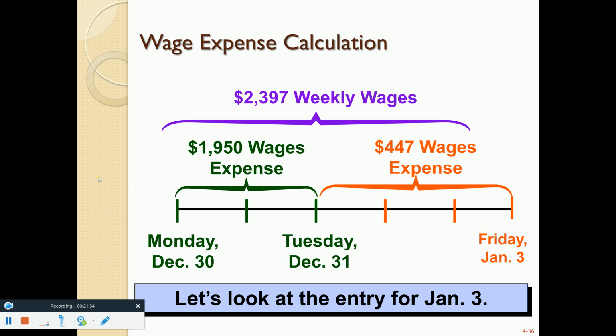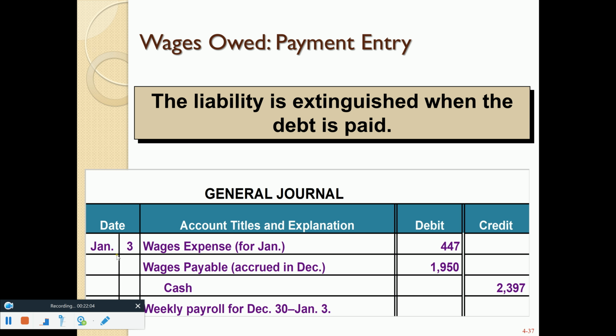Now, let's take it one step further so you understand the full loop here. On January 1st, 2nd, and 3rd, our employees earned collectively $447. I suppose it's a lot less than Monday and Tuesday because maybe the garage was closed for the holiday and whatnot. So anyway, let's take a look at the actual journal entry when we pay our payroll of $2,397. So here's what the journal entry looks like on January 3rd of the next year.